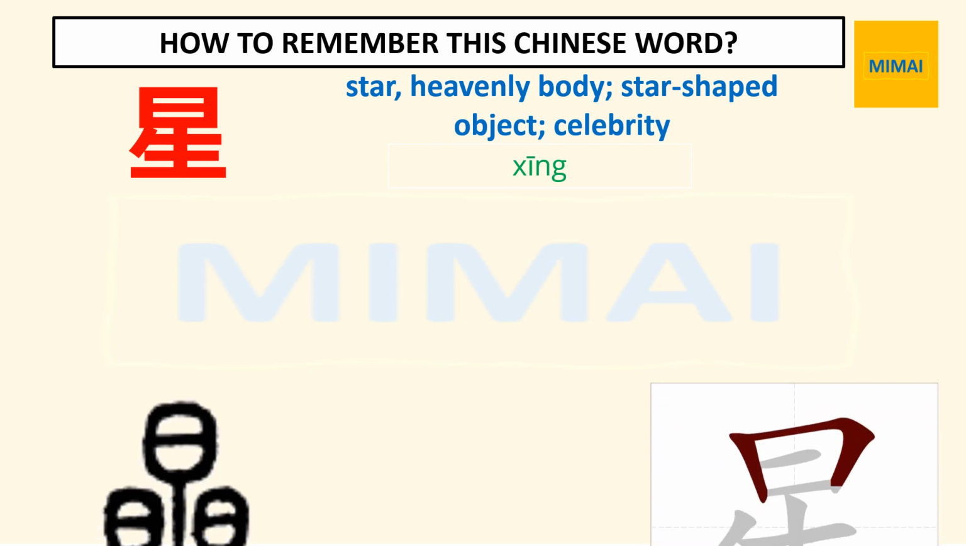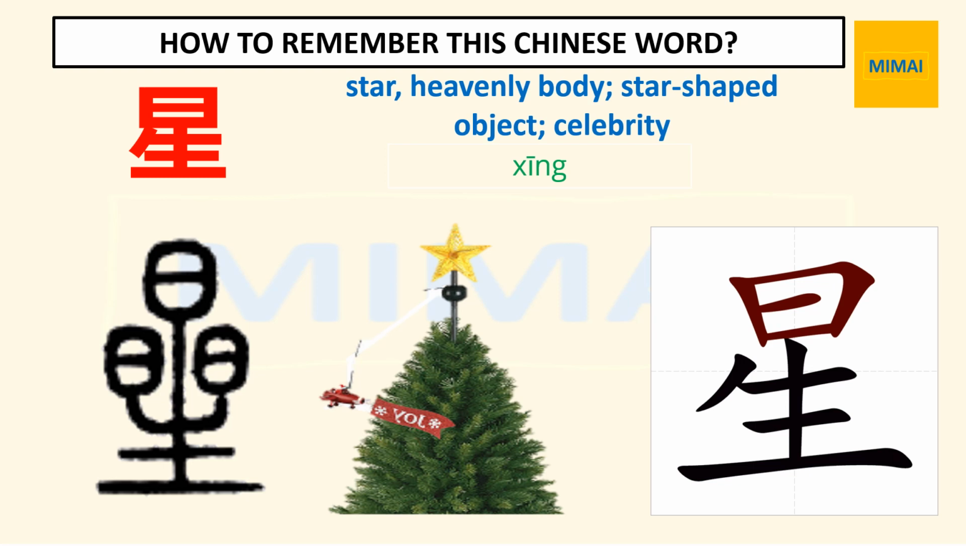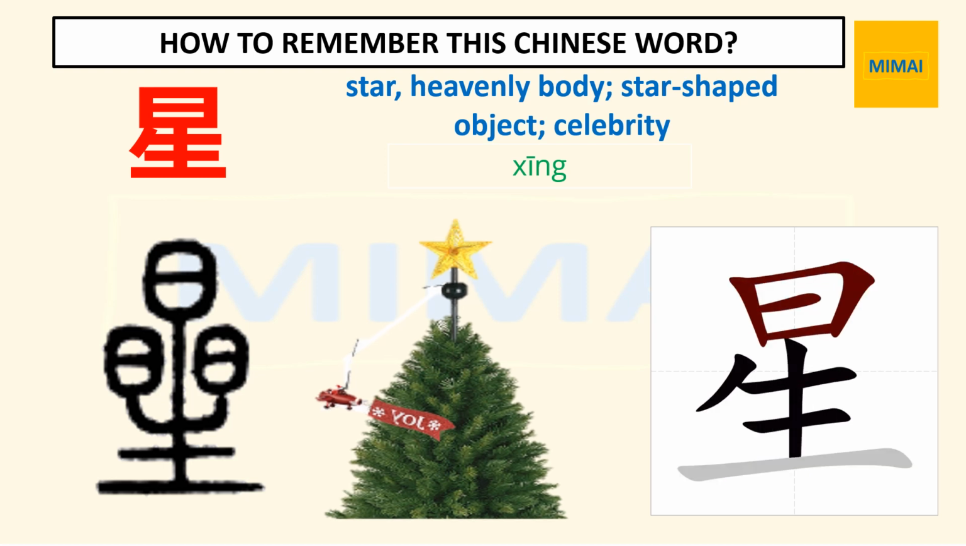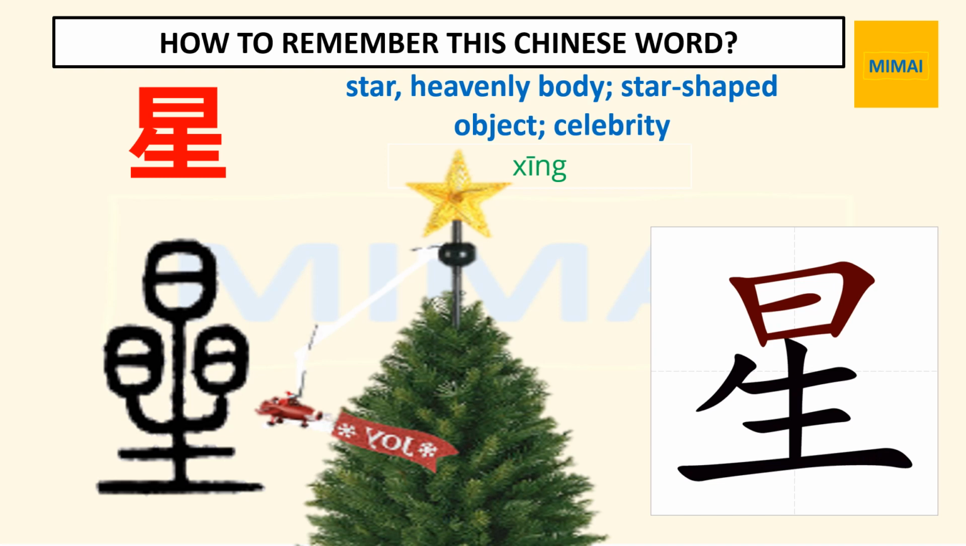On the left is the early version of this character. On the right is the modern, simplified version of this character. In the middle is the image that I think is best represented for this characters. This character looks like a star mounted on a pine tree. On the side of the pine tree is a picture of a toy plane in flight. This character refers to a star.